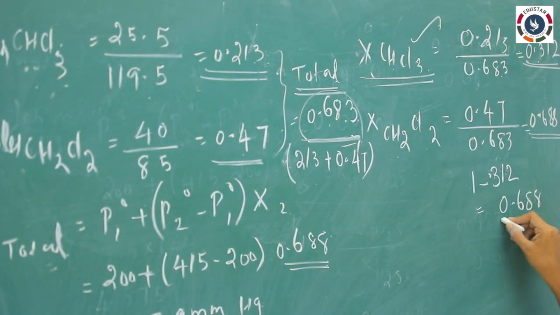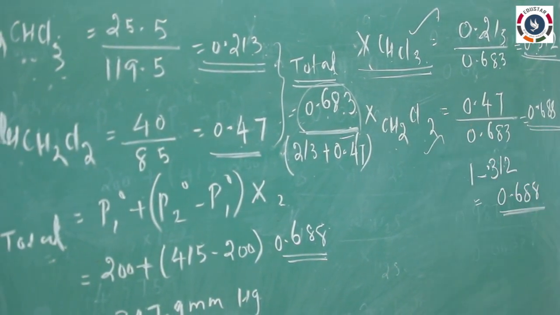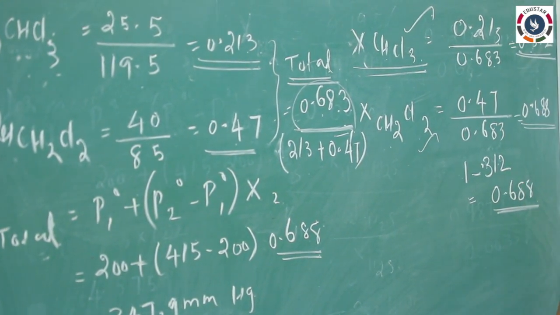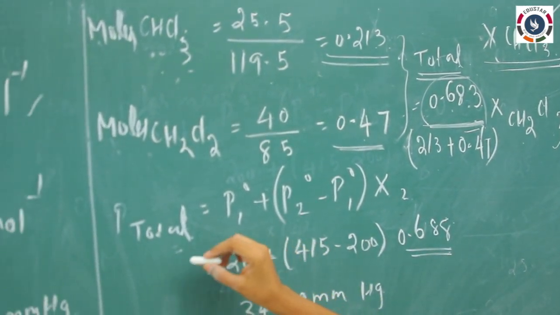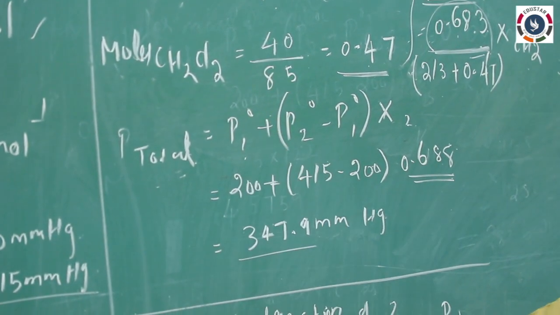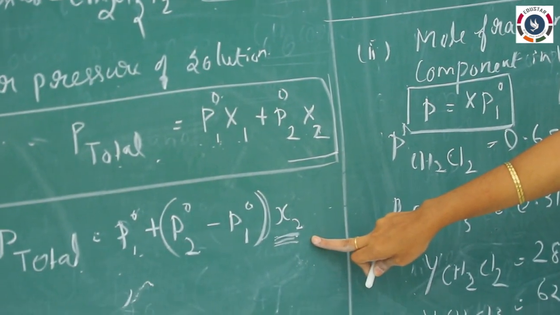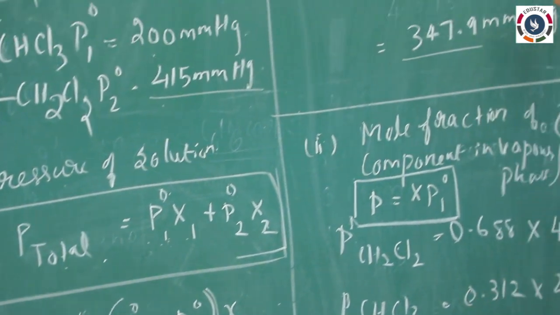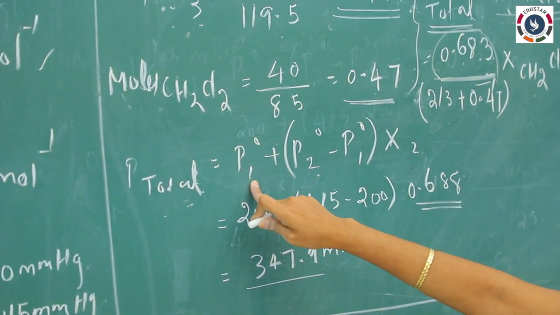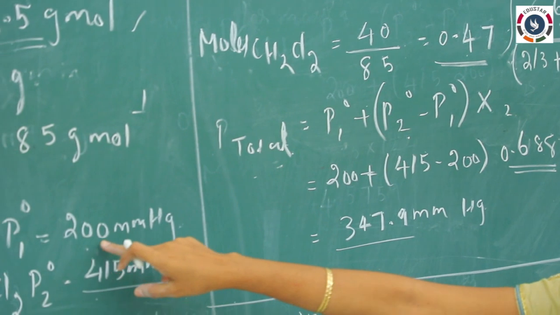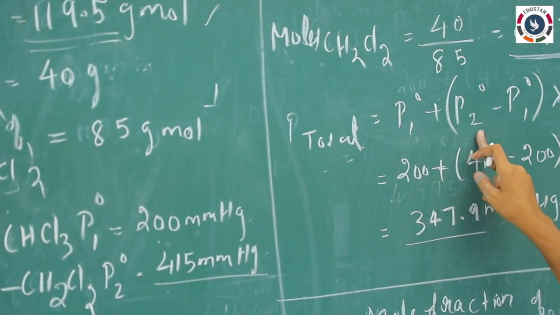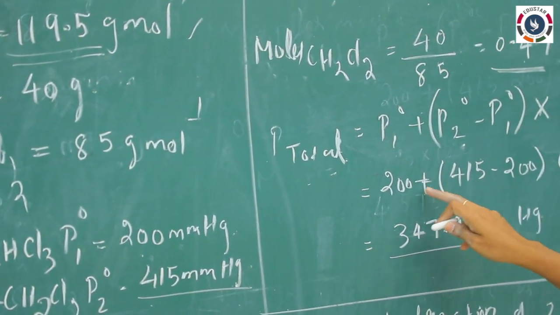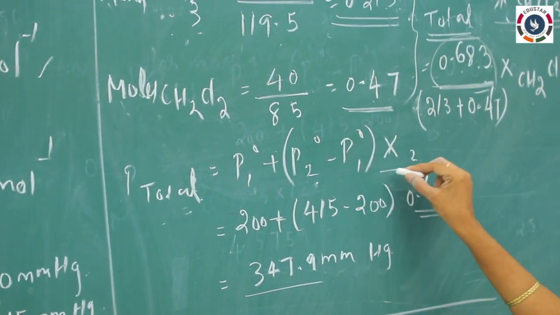In this manner also we can find out the mole fraction of the next one. Here I have written solve this in the direct method itself. Now coming to the formula, P total is equal to P1 naught plus (P2 naught minus P1 naught) into X2. Here P1 naught stands for the vapor pressure of chloroform, that is 200 mmHg, and P2 naught stands for the vapor pressure of dichloromethane, that is 450. So I have supplied these values.